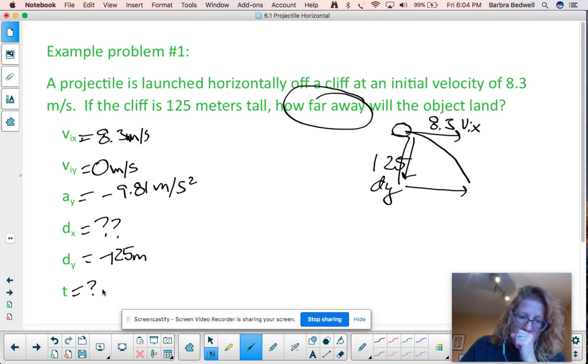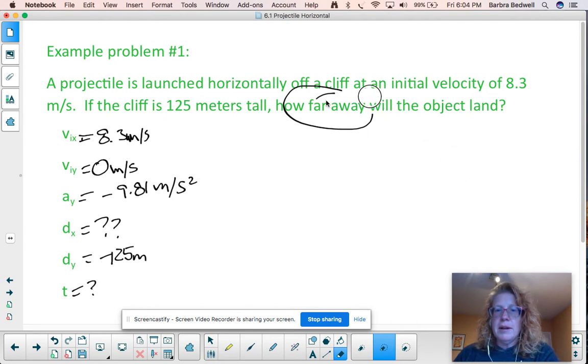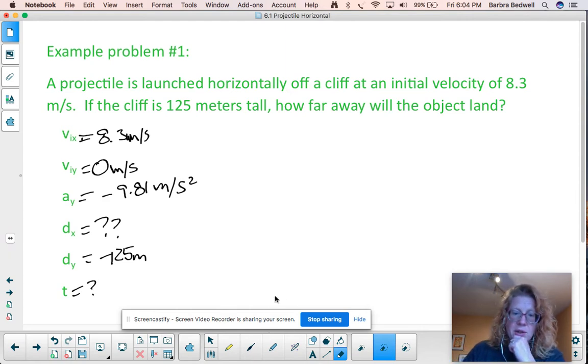Okay. So how do we start going about solving this? I'm going to erase some of the stuff so I have some room to work. I'm going to get some of this stuff out of here. So what can we figure out to use for this?